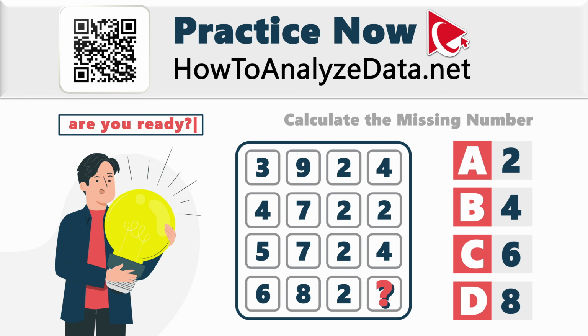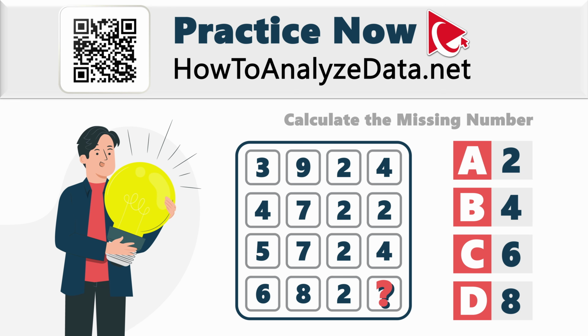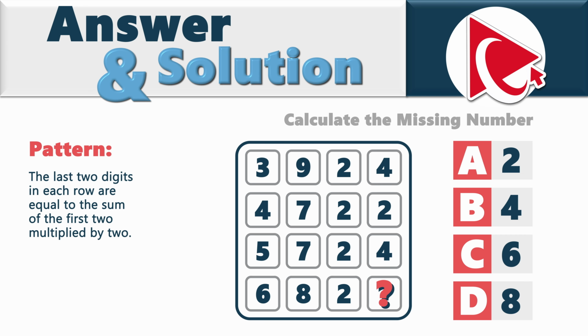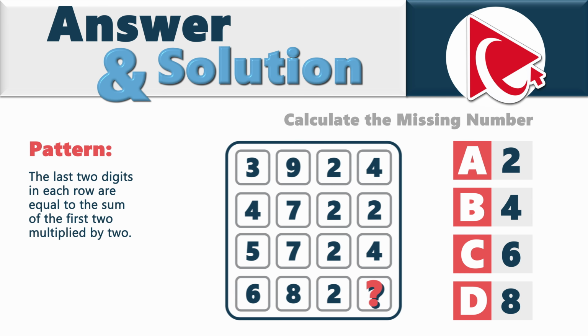Are you excited to share your solution? Let's roll up our sleeves and begin the comparison. The pattern here is rather simple. The last 2 digits in each row are equal to the sum of the first 2 digits multiplied by 2. Let's look at the example.